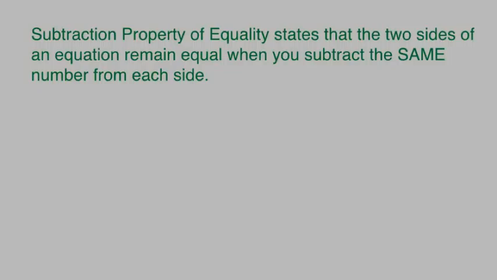Well, we have some properties that allow us to use inverse operations when we're solving equations. And the first one is the subtraction property of equality. And this states that the two sides of an equation will remain equal when you subtract the same number from each side. And the example I have is x plus 9 equals 55.